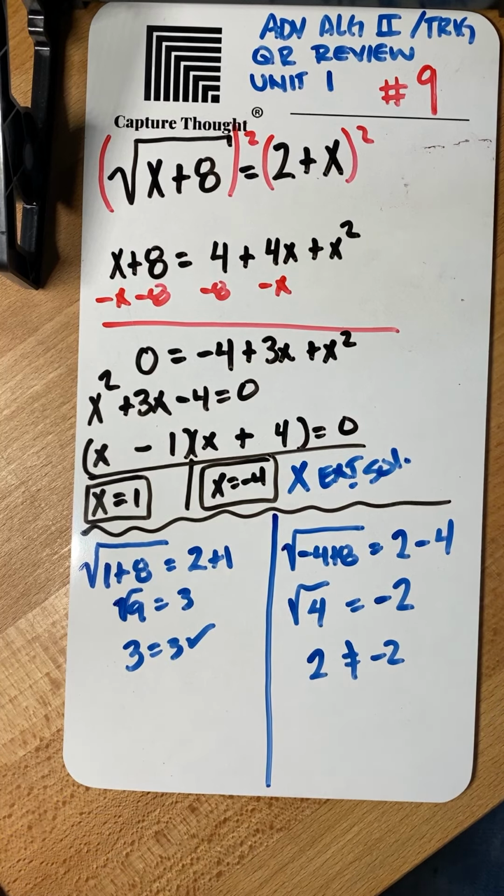So make sure that you're checking those, because sometimes you might get an answer that, as a result of squaring a binomial, will give you an extraneous solution. All right, there you go. That's how you do number 9.